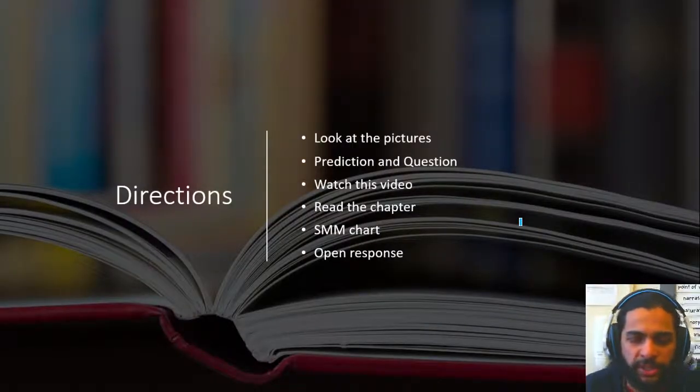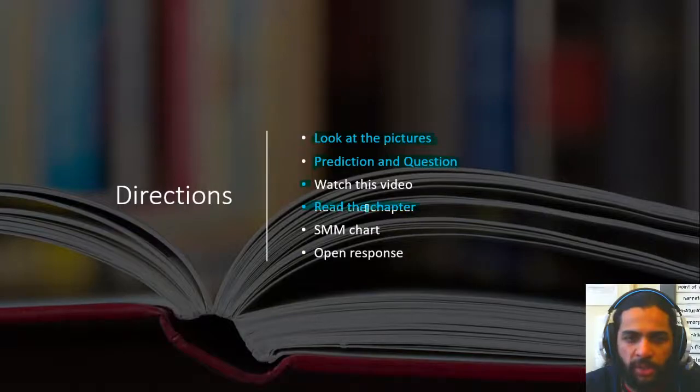So some quick directions before we start this video. Look at the pictures in your Google Doc. You've already done that by now. Write one prediction, write one question. I will respond to those predictions and questions if I haven't done so already. Then you're going to watch a video, which you're doing right now, obviously. Thank you for doing that. Once this video is over, read the chapter. The PDF is linked there in your Google Classroom page and linked in your Google Doc. You're going to fill out the SMM, or the Says Means Matters chart, and then you're going to do a quick open response at the end of the document using one quote from the text.